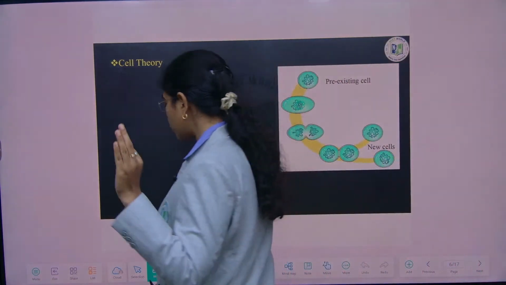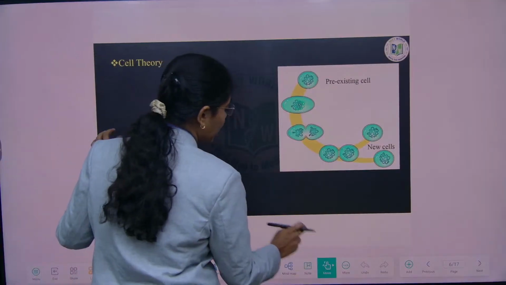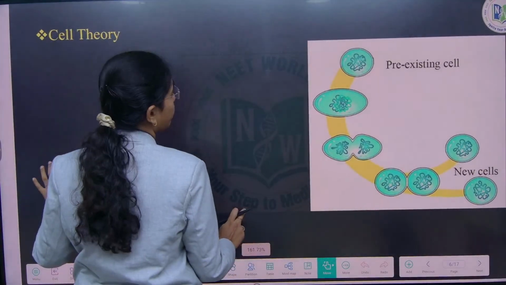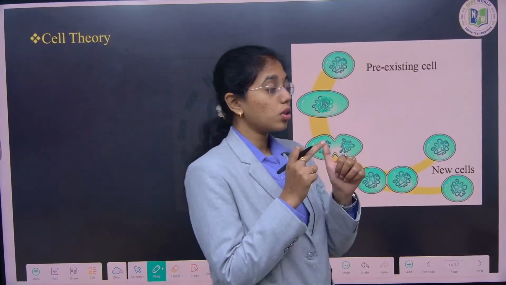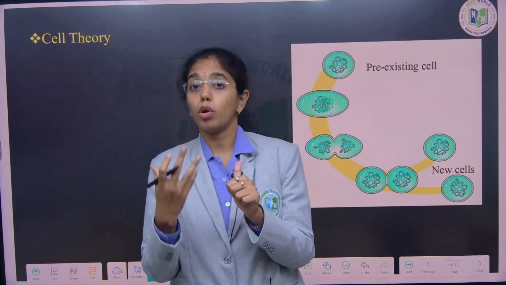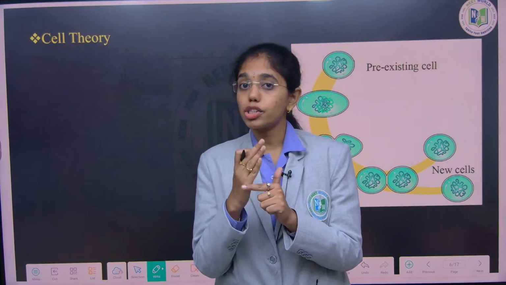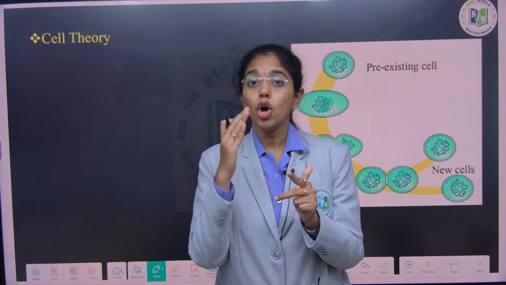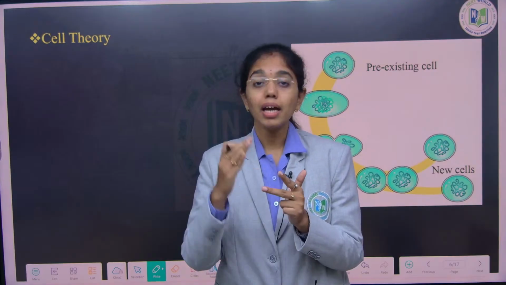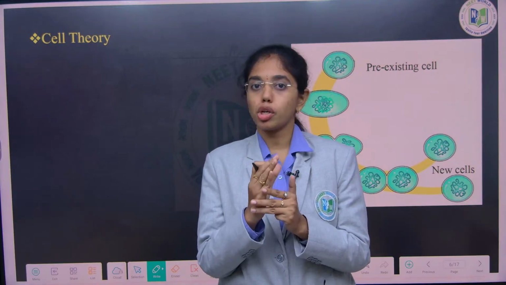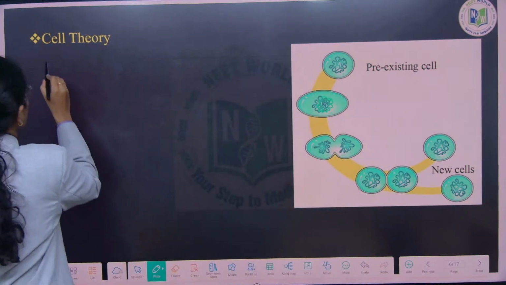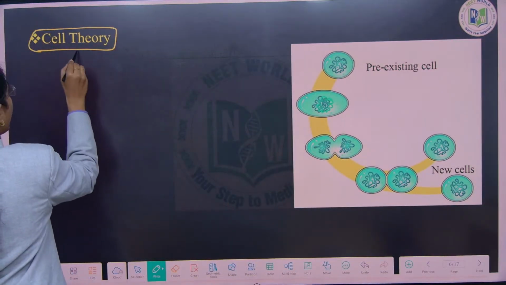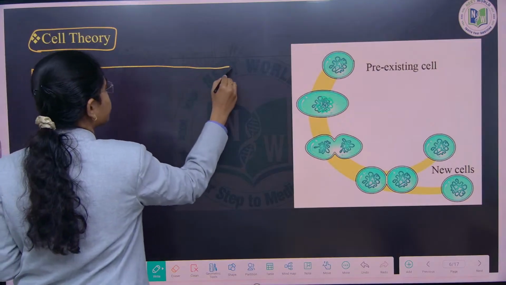Then comes the major concept, that is cell theory, which is very, very important. You have to remember who proposed cell theory, what are the major points given in the cell theory, who gave modified cell theory, and what are the exceptions of cell theory. All these points are important. Okay. So, first, cell theory is proposed by two scientists.